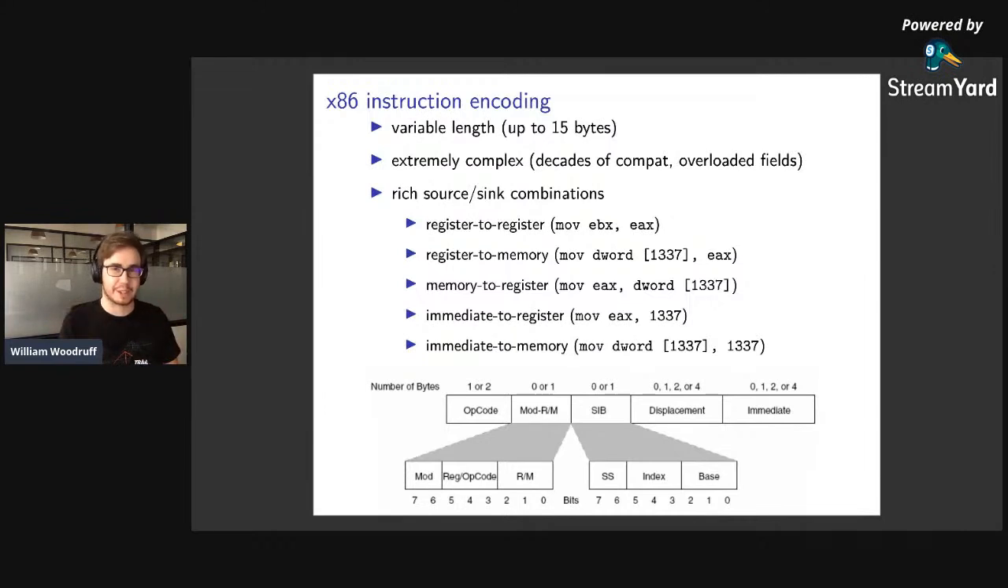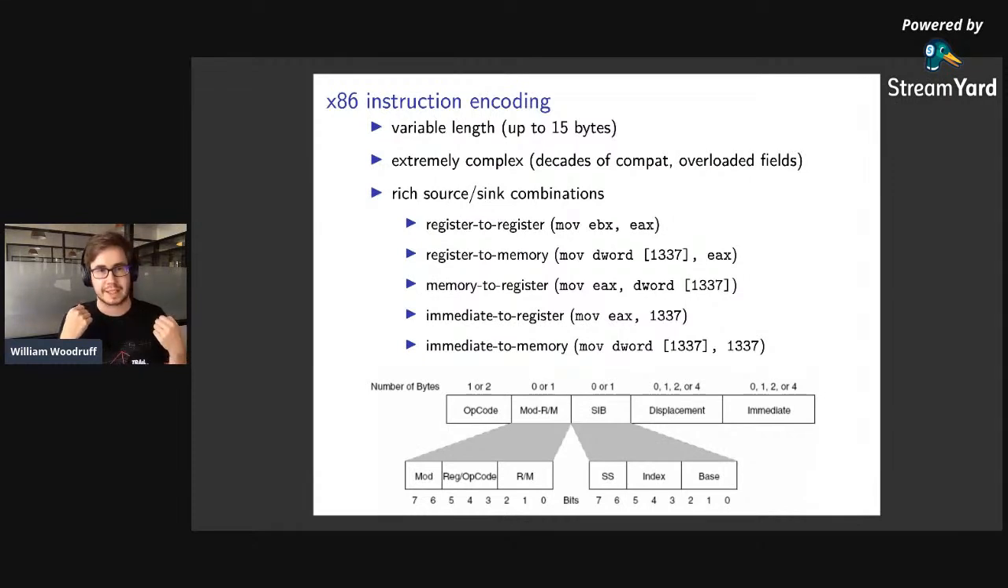x86 is also extremely complex internally. It has about 50 years of backwards compatibility baked into its encoding. It has multiple overloaded fields that have different semantics depending on the mode that the CPU is in, or how another previous field was decoded. So it's not a trivial format to decode on its own.